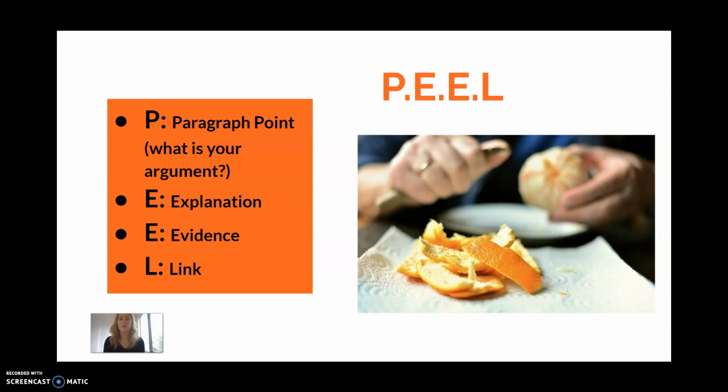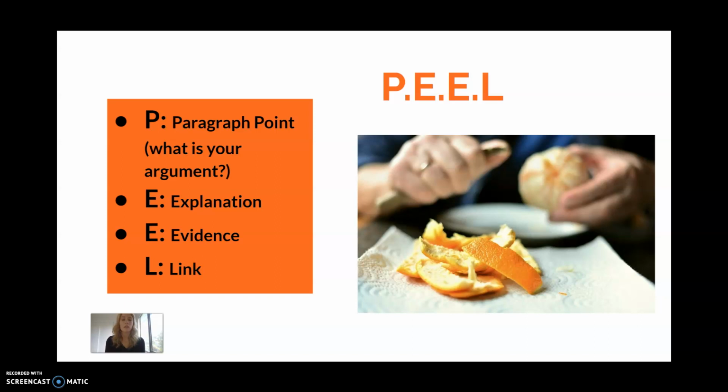After this, you've got your explanation. So you need to explain how your paragraph point links to your contention. How does your argument that you're presenting prove that your contention is true, your contention is correct? And of course, you also need to provide evidence. So that second E is the evidence that backs up your argument. So why should I believe you? Why should the reader believe you? You need to be able to provide this evidence in order to convince the reader that your argument is sound, that it makes sense.